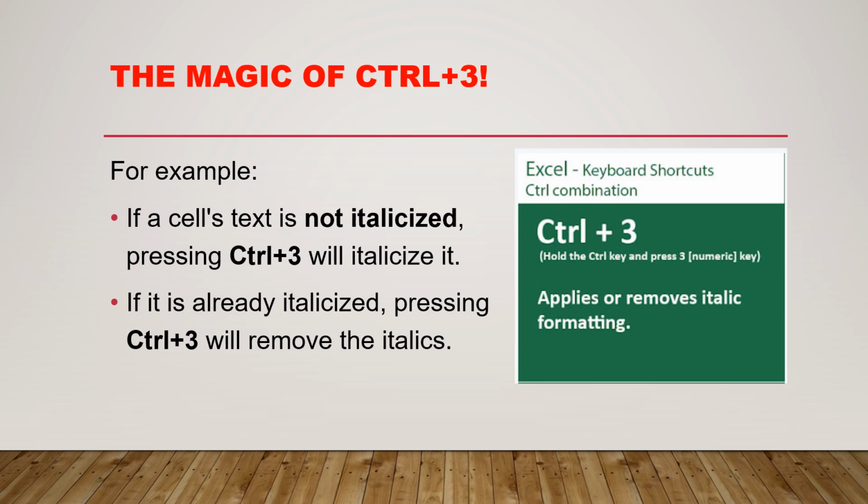Here's how it works. Select a cell or highlight text within the formula bar. Press Ctrl plus number 3 and boom, your text is now italicized. Press it again and it's back to normal. Use this for emphasis, style, or just to make your spreadsheet pop. Pro tip, Ctrl plus letter I will function the same.